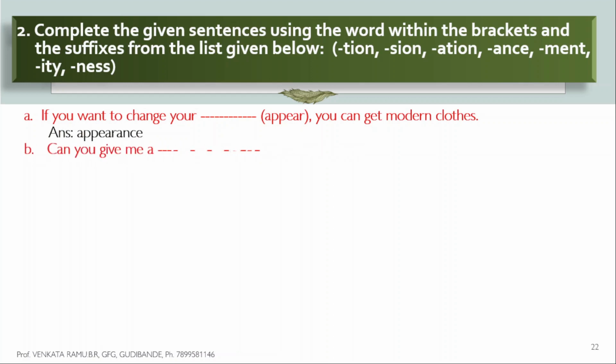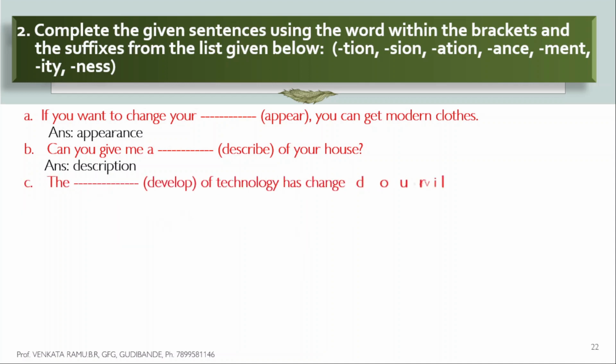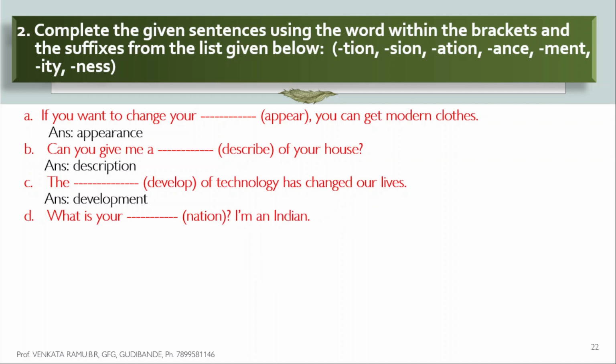Can you give me, there's a blank. In the bracket it is given describe of your house. The answer is description. C. The blank within bracket develop of technology has changed our lives. The answer is development. D. What is your within bracket nation? I am an Indian. The answer is nationality. Nation is changed as nationality.